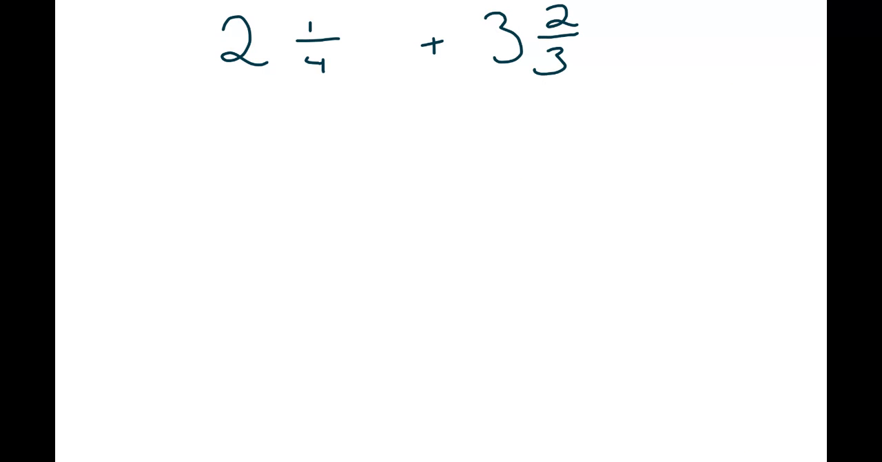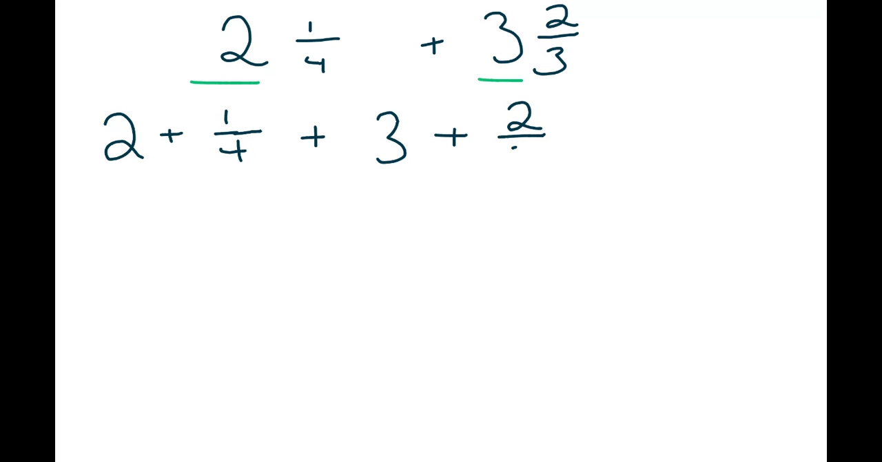So now let's try that exact same strategy one more time with a different problem. I have two mixed numbers, and they have different denominators, and I'm going to try and add them together. The very first thing I'm going to do is separate the whole numbers from their fractions. So I'm going to rewrite my problem as 2 plus 1/4 plus 3 plus 2/3. I'm going to go ahead and add my mixed numbers together. So I'm going to add 2 plus 3. That gives me 5.